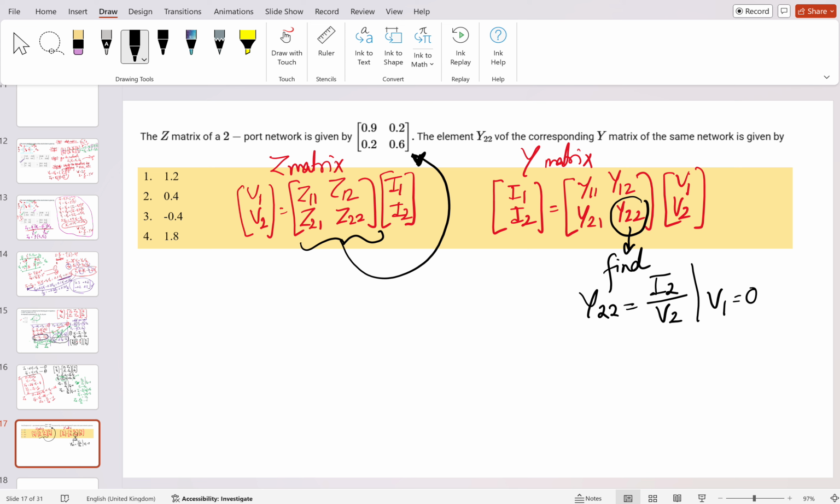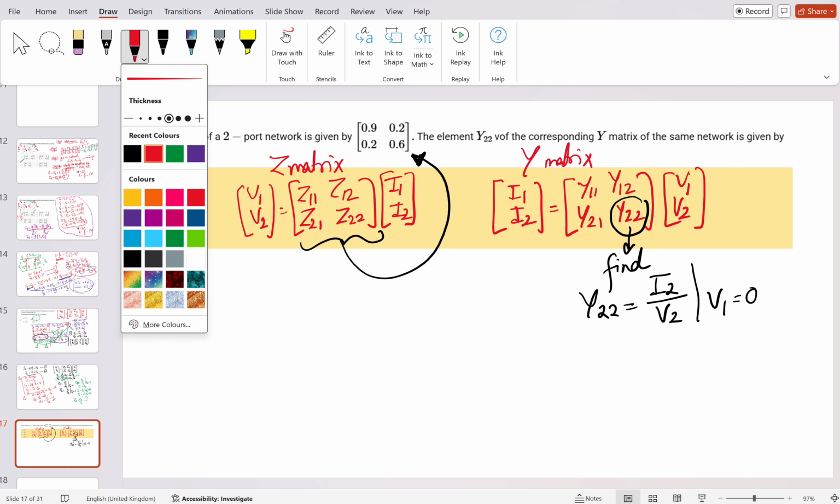Okay, let me give the solution for this. In the question itself, it is mentioned that the Z matrix is already given, and you have to find out the Y22 element of the Y matrix. So the Z matrix we already know, with its Z11 and other parameters.